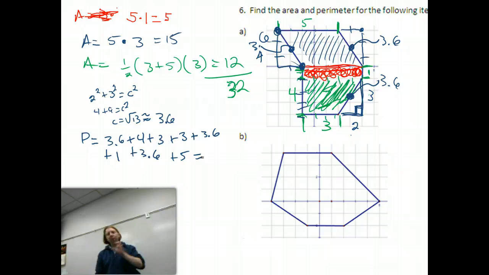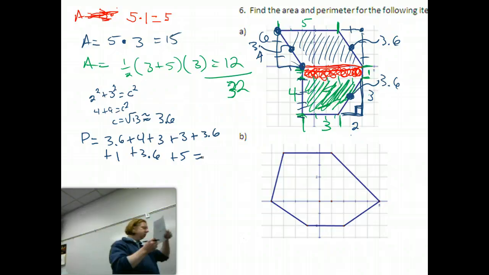So I go all the way around there. So I have the 3.6, and then the 4, and then the 3, and then the 3.6, and the 1, and the 3.6, and the 5. I missed one? Okay. That's the biggest problem with these guys, just making sure your bookkeeping is up to date. Add those all up, and you should get an answer of 23.8. That's what I have.